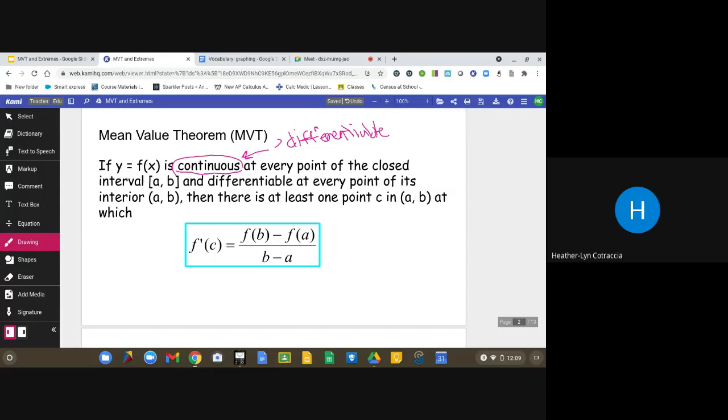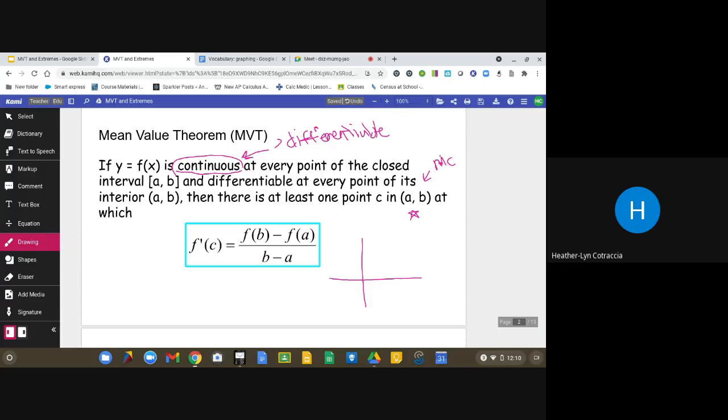Now, let me break this apart. First thing, this right here is super important. This value has to occur between a and b. It cannot be at a or b. This is a multiple choice question right here, and one of the options is going to include the endpoints. This only ensures that it exists between the endpoints, not at the endpoints. So just watch that.